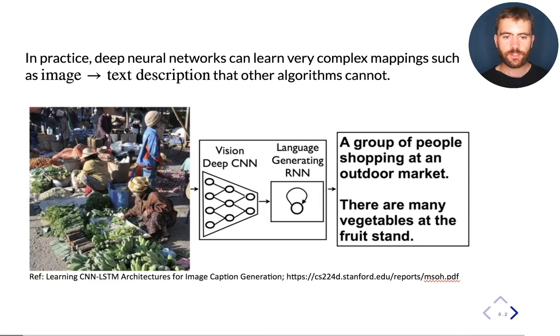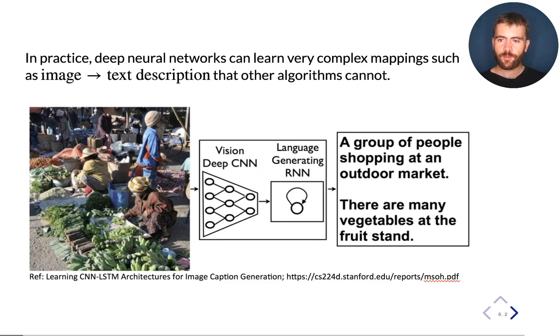Just to give you an idea of the kinds of mappings that a neural network can learn, this is an application of neural networks to a problem called image captioning. We have an image and we want to output text in English that describes what's in this image. This is a really hard problem, and none of the classical algorithms that we have seen so far can be applied to this problem. We're not going to be able to apply logistic regression or naive Bayes to this task.